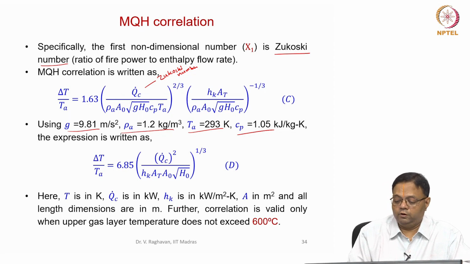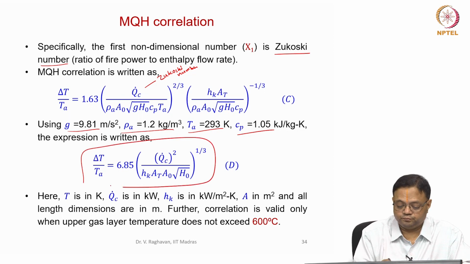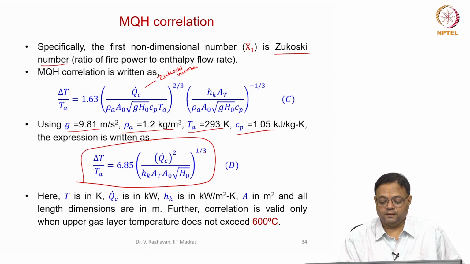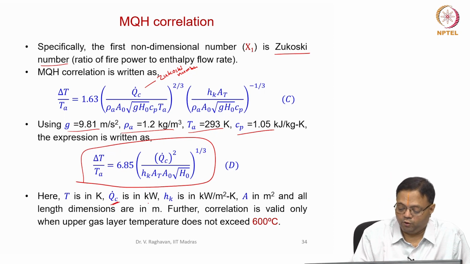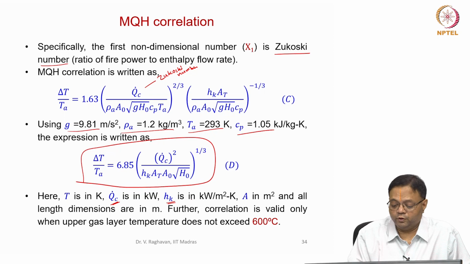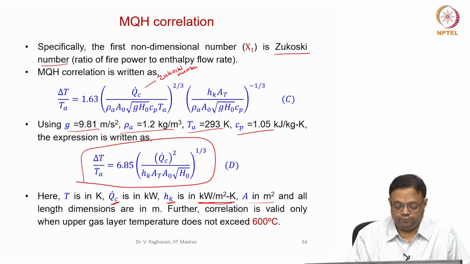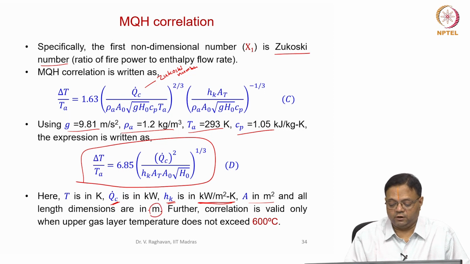So when you incorporate all of this, I get delta T by Ta equal to 6.85 times Q dot C squared by Hk At A naught into root of H naught, whole power 1/3. Here Q dot C should be in kilowatts. Hk is the overall or global heat transfer coefficient, which is in kilowatt per meter square Kelvin. A is in meter square. All the length dimensions are in meter.